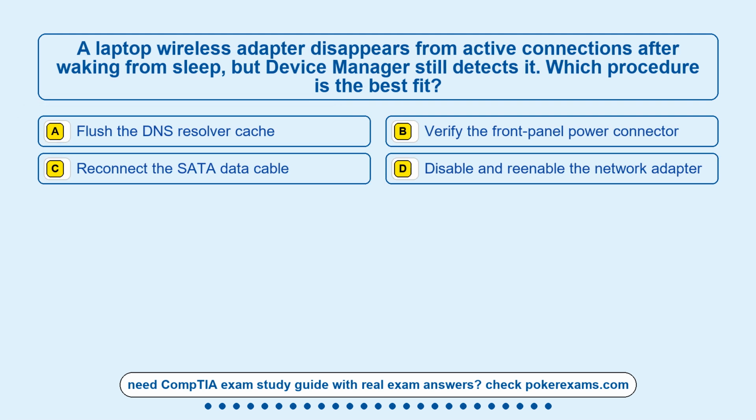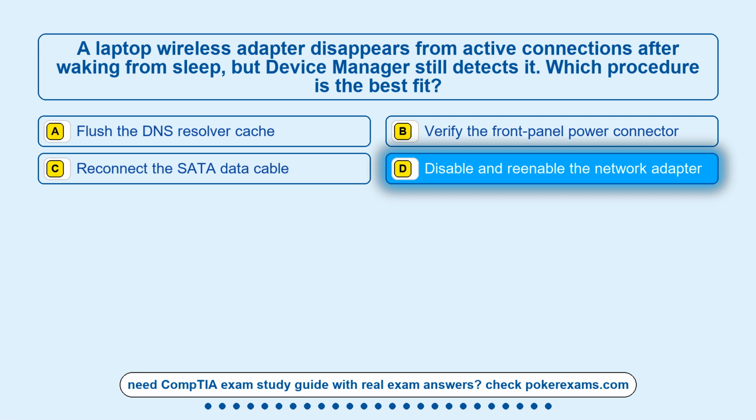Question 18. A laptop wireless adapter disappears from active connections after waking from sleep, but Device Manager still detects it. Which procedure is the best fit? Option A. Flush the DNS resolver cache. Option B. Verify the front panel power connector. Option C. Reconnect the SATA data cable. Option D. Disable and re-enable the network adapter.